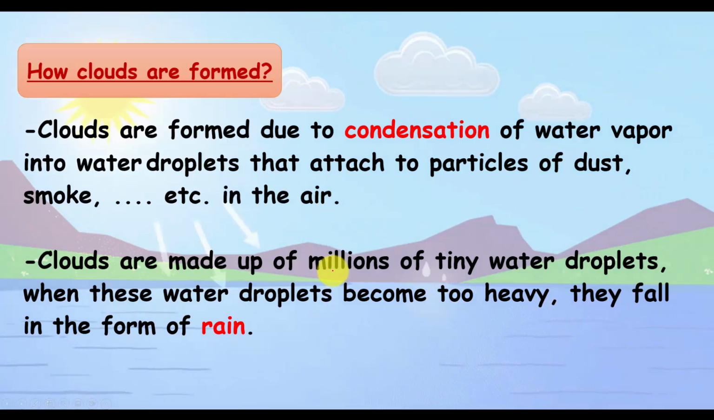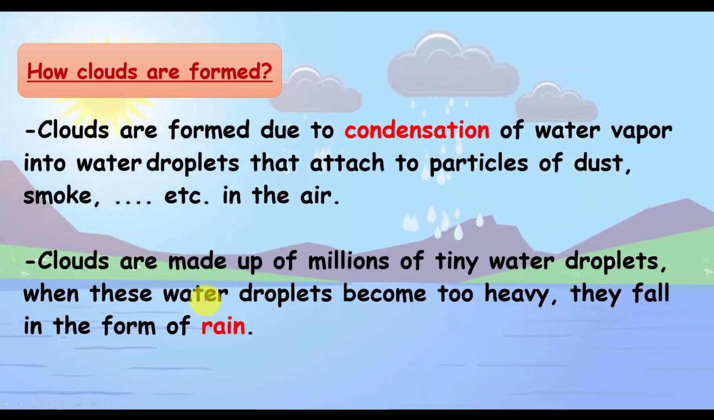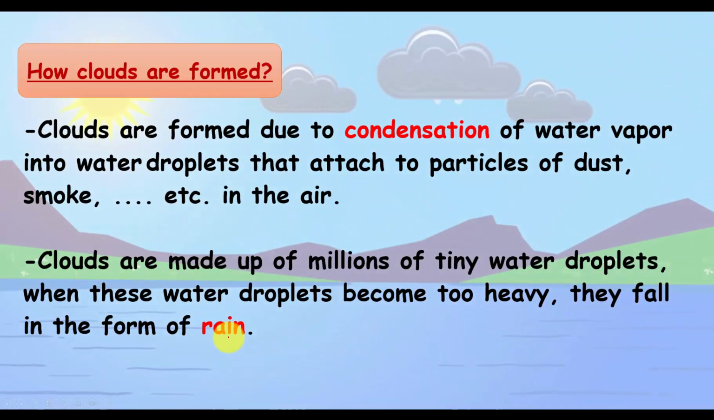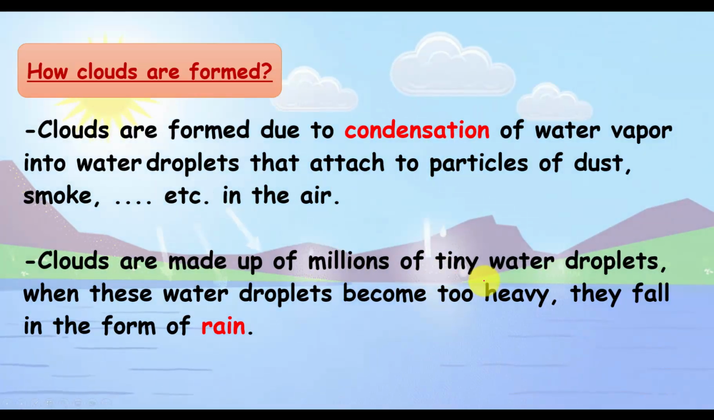Clouds are made up of millions of tiny particles of water droplets. When these water droplets become too heavy, they fall in the form of rain. We call that precipitation. Precipitation means falling tiny water droplets from clouds onto the earth in the form of rain.